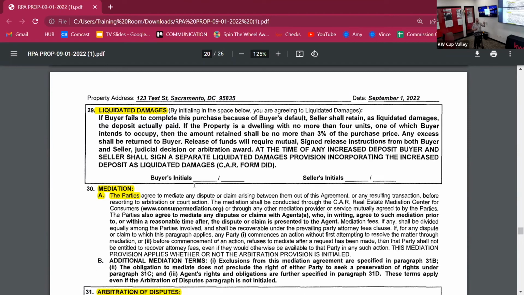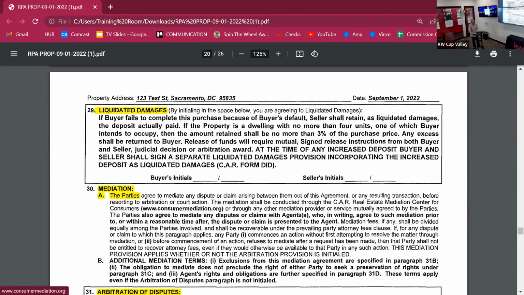If this is not initialed, what that means is you no longer get the option of the simple solution of the deposit being the remedy. Now the seller can actually sue the buyer for real, actual damages, which might be a lot more than the deposit percent. That's why it's important to obtain signatures.